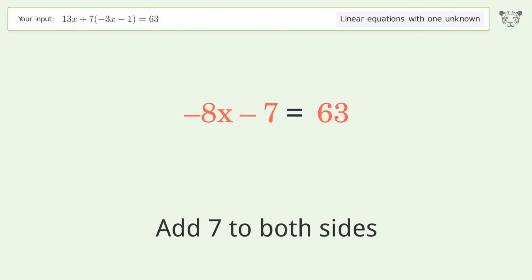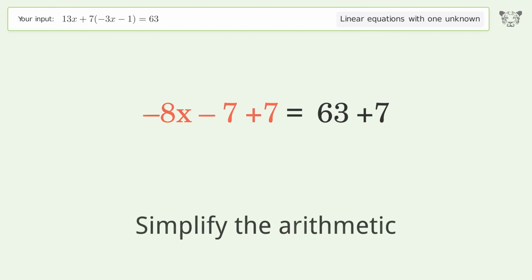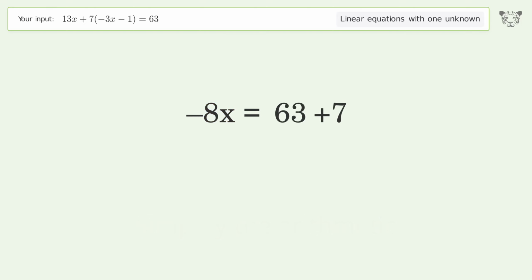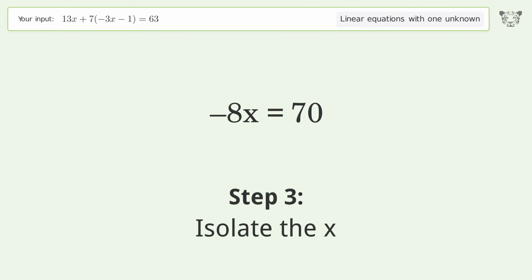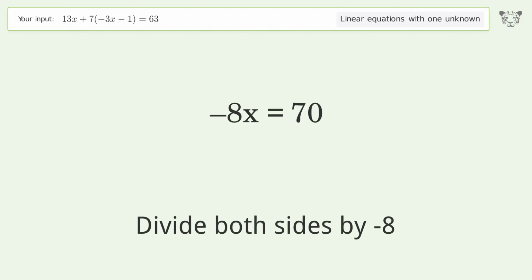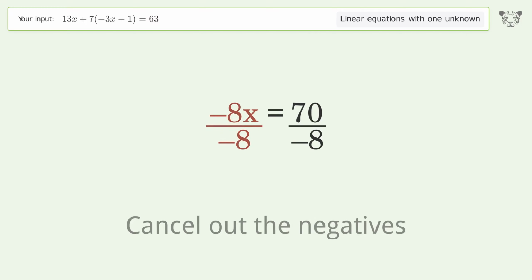Group all constants on the right side of the equation. Add 7 to both sides. Simplify the arithmetic. Isolate the x. Divide both sides by -8. Cancel out the negatives.